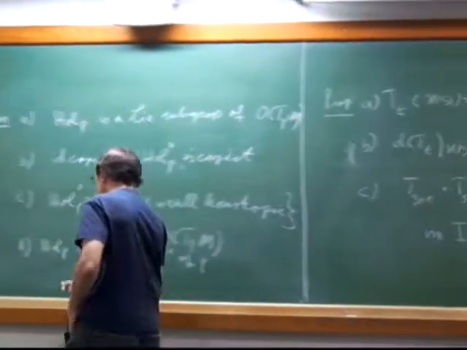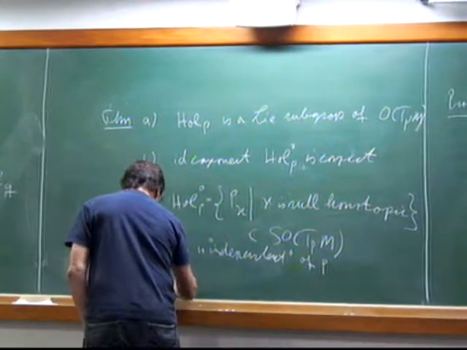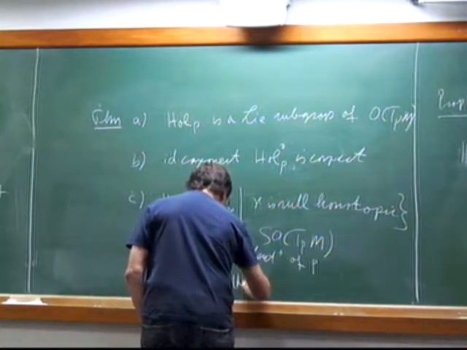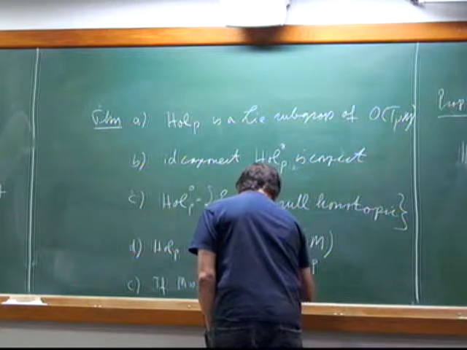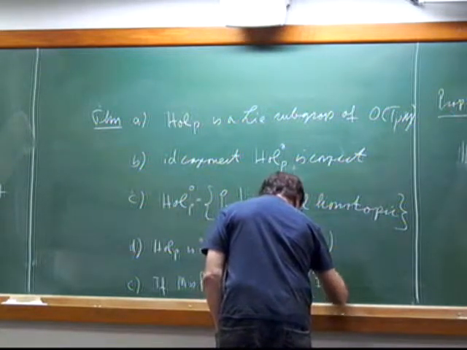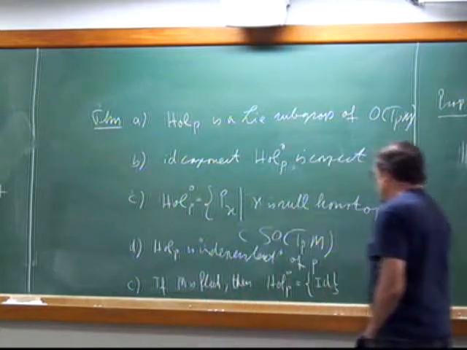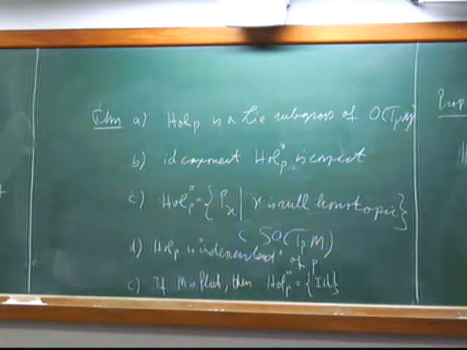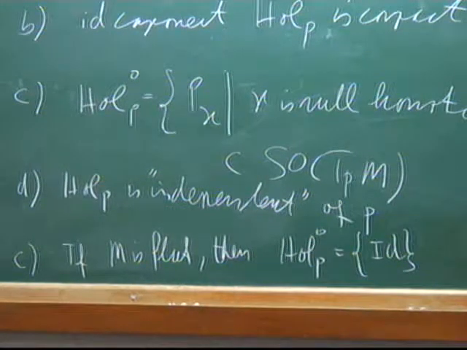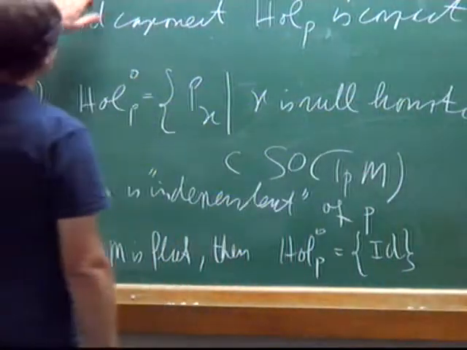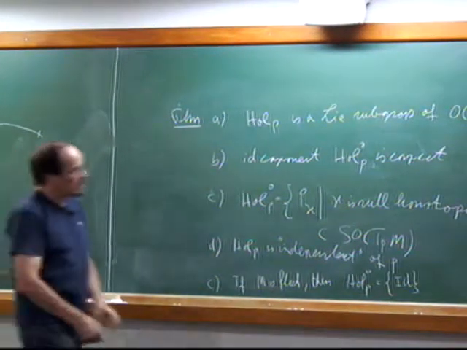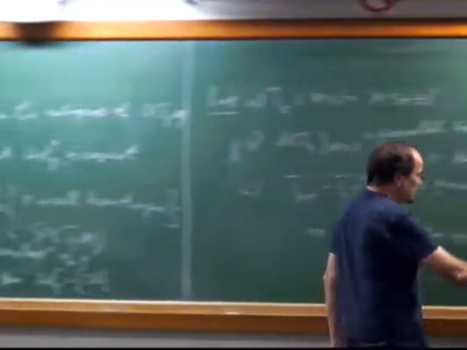Maybe another property is that if M is flat, then the identity component of Hol_P is just the identity. On a flat manifold, the holonomy group, at least the identity component, is trivial. The full group may not be, so it means Hol_P is a discrete Lie group. But there could be non-trivial elements in it.